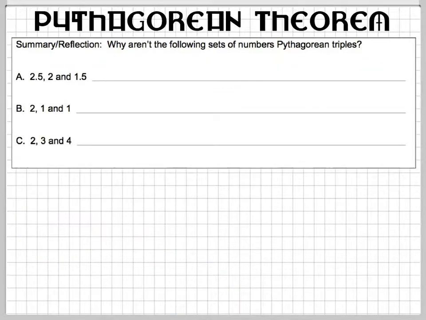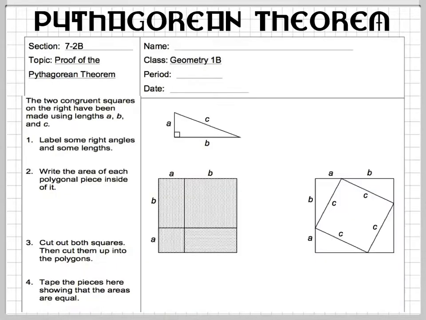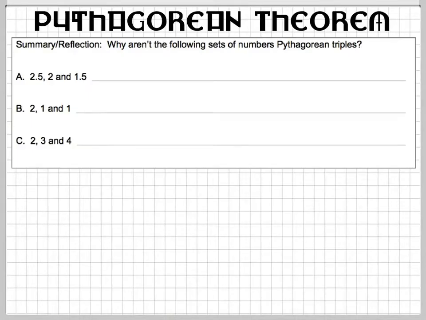Now, the last thing I need you guys to do is this summary and reflection. Why aren't the following sets of numbers Pythagorean triples? I want you to guess if you don't know, so try it. The first one is not a Pythagorean triple. Why? It gives you a decimal. Because they're decimals, it's not a Pythagorean triple. Decimals. That's all I'm going to write.